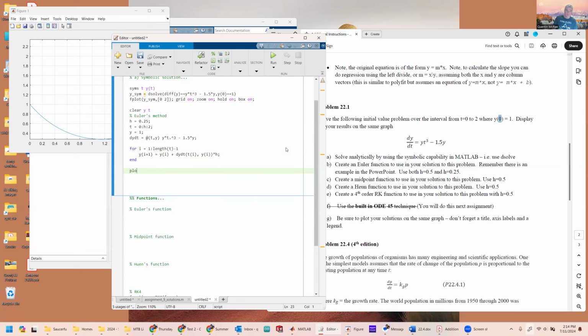Let's plot this up. I'm going to plot my t against my y. Since this is Euler's method, I'm going to do red stars and a dashed line. Okay, let's run that and see what it looks like.